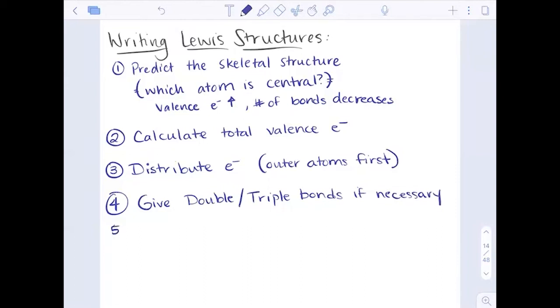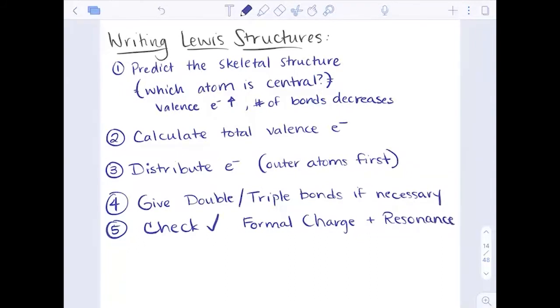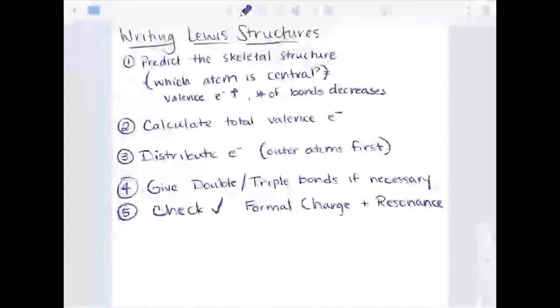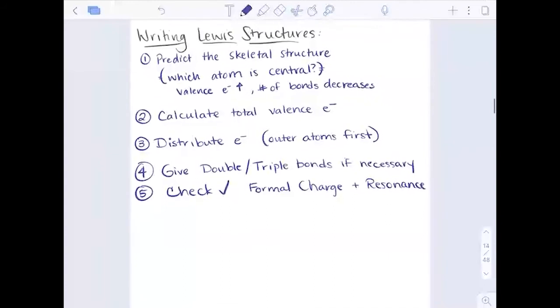We'll identify what that means, and then we'll do a check. We're going to be able to say formal charge here. We'll learn what that is, and resonance. We'll learn what resonance means. We'll start with simple Lewis structures that really only need numbers 1 through 4, and then we'll get into the more strict Lewis structures that require number 5.